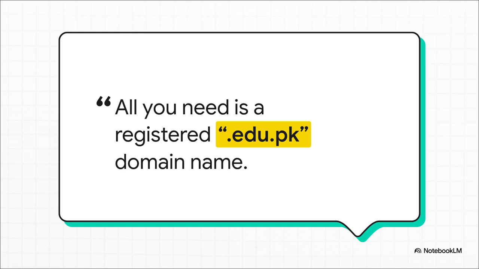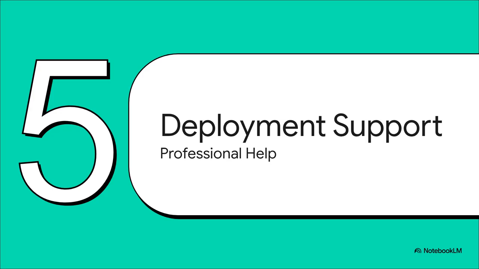Well, it really comes down to this. All you need is a registered .edu.pk domain name. That's it. That is brilliantly simple, isn't it? Securing a valid .edu.pk domain is literally the golden key to unlocking Google's entire free infrastructure. You don't need a massive IT budget. You just need that one specific domain registration to prove your eligibility. That single .edu.pk domain is the bridge that takes you from relying on outdated generic tools straight into a world-class digital ecosystem. Finally, let's look at Section 5, Professional Deployment and Support.